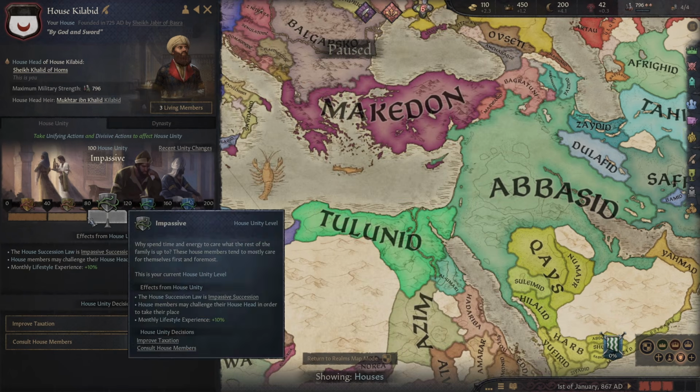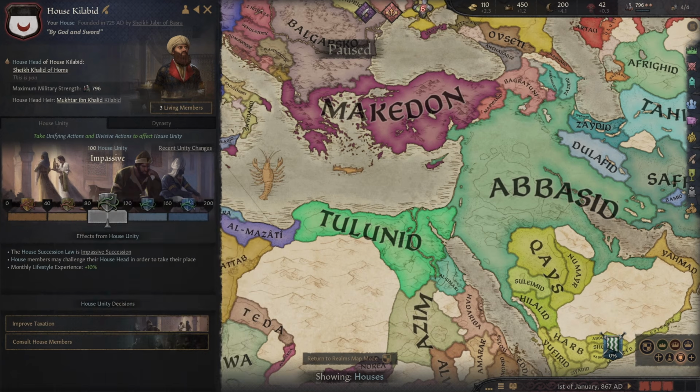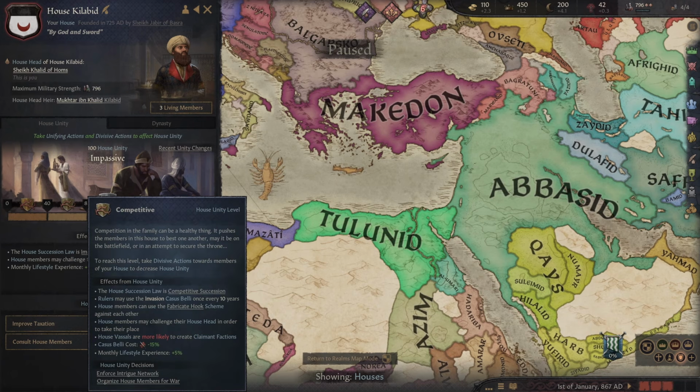Next is competitive. Just to the left of impassive is competitive. Here CBs are cheaper. House members' subjects are more likely to create claimant factions. House members can still challenge you to become house head. They can fabricate hooks on each other. You can use a subjugate kingdom CB every 10 years, instead of just once per life.